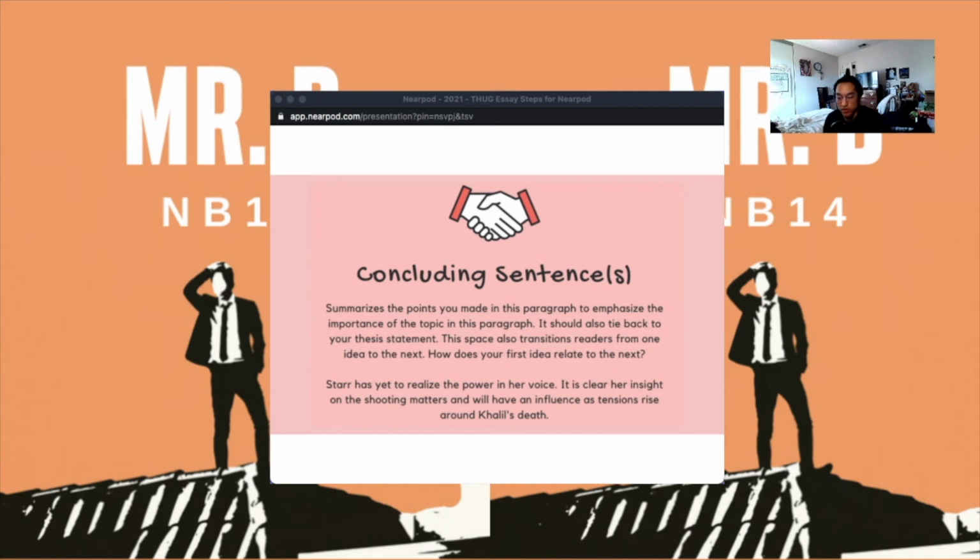And so here, the example has done it in 2 sentences. Typically, you want to do this in 1, but here we go. Star has yet to realize the power in her voice. It is clear her insight on the shooting matters and will have an influence as tensions rise around Khalil's death.